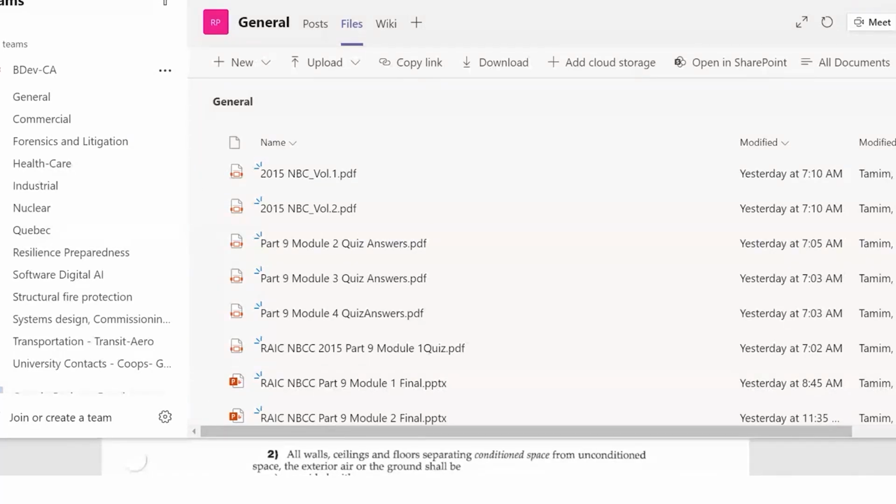Somebody else? Who can give me F92? To limit the amount of uncontrolled thermal transfer through the building envelope. Excellent. Okay, F92.